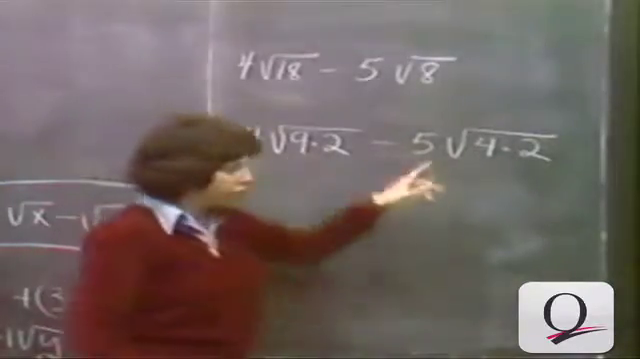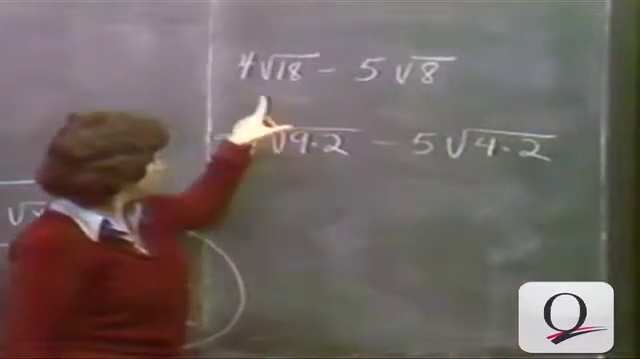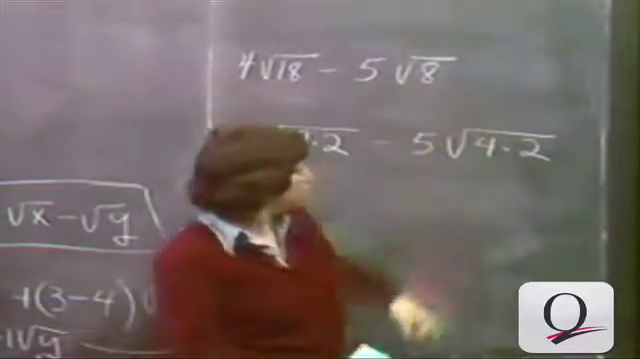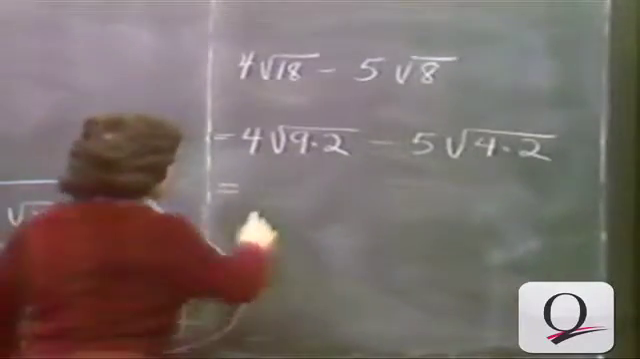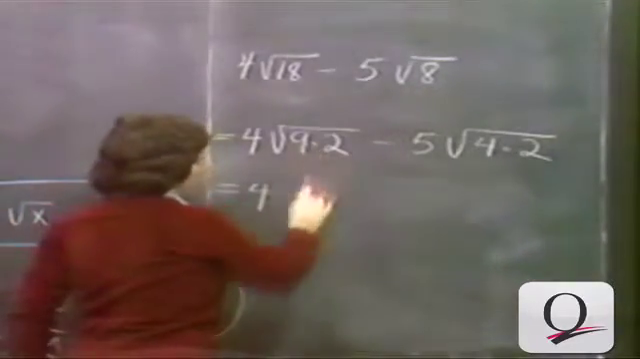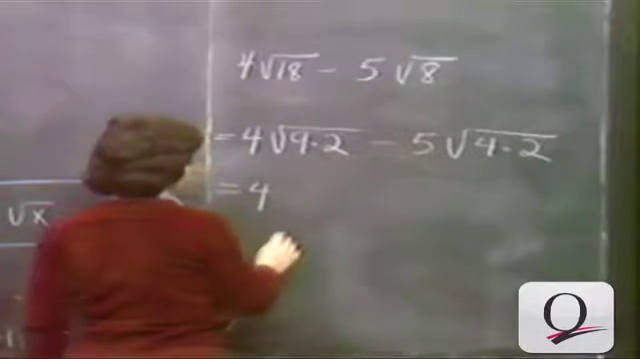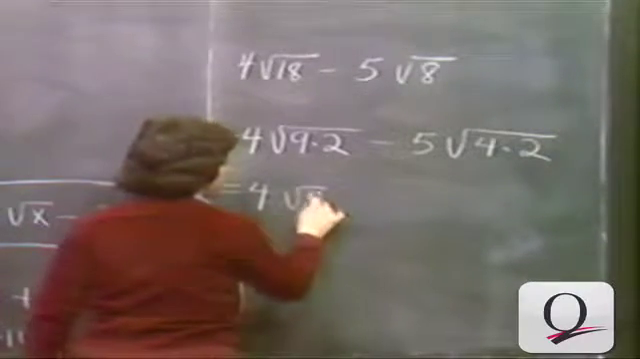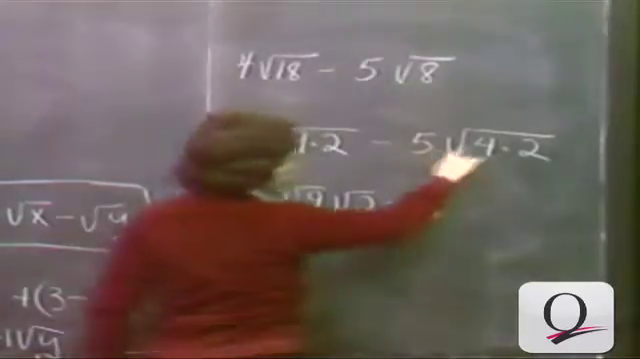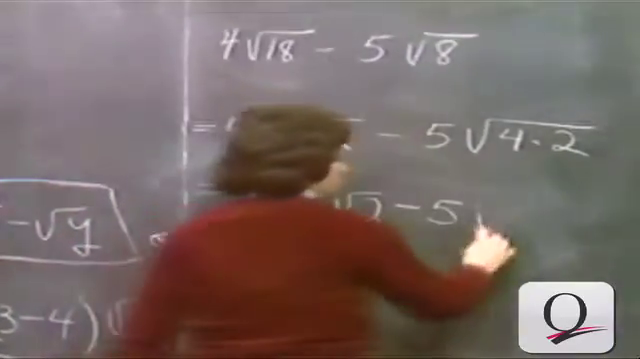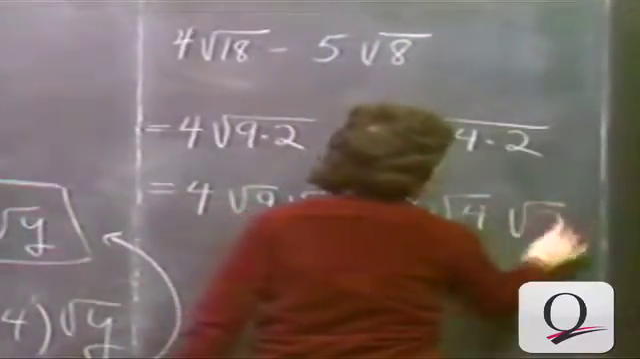In both cases I was looking for perfect square factors. 9 was a perfect square factor of 18, and 4 was a perfect square factor of 8. Then using properties of radicals, I can take the square root of a product and write it as a product of the square roots of the factors. I can make this 4 times the square root of 9 times the square root of 2 minus 5. Instead of the square root of 4 times 2, I can make it the square root of 4 times the square root of 2.